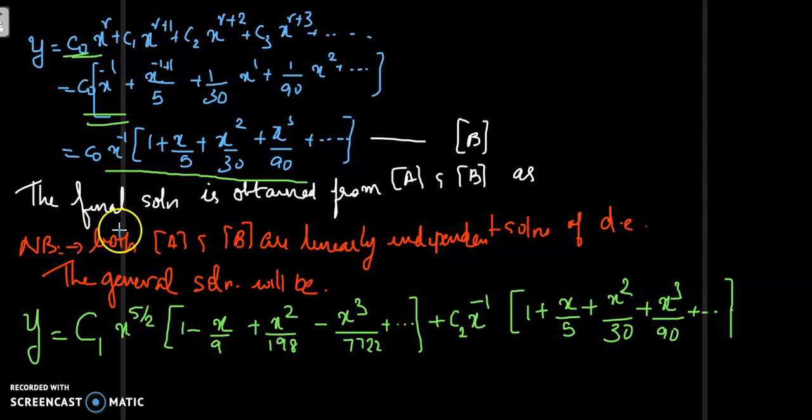Now get the final solution. What we have to remember is that both A and B are solutions of the given DE, but it's not a general solution. To obtain a general solution, we write it as a linear combination of both A and B. Now instead of C₀, I am writing it as capital C₁. Any constant will do, that's why I am writing it as just another constant C₁, C₁ into x^(5/2) I have written down.